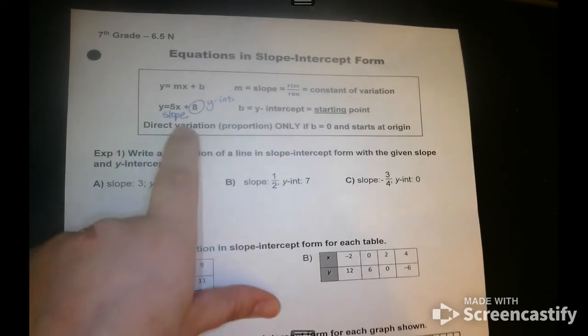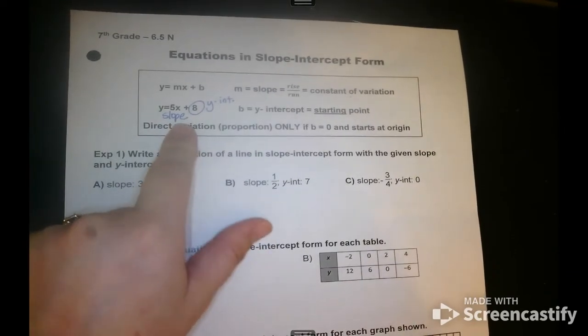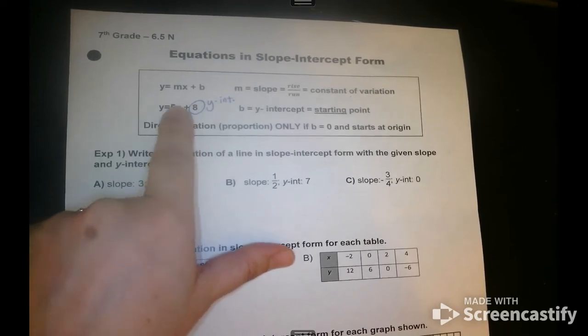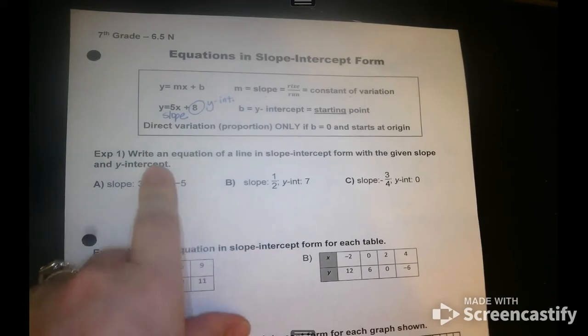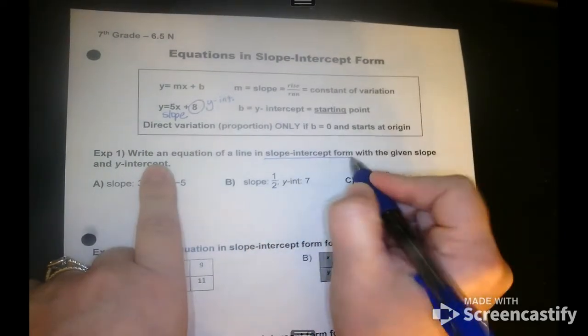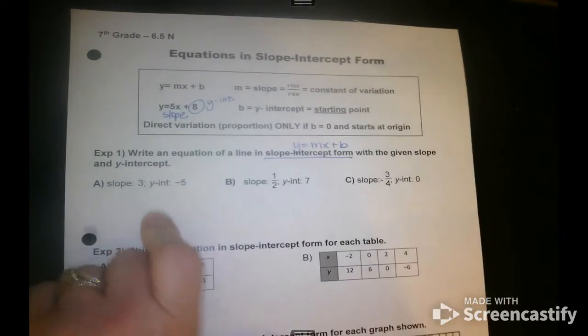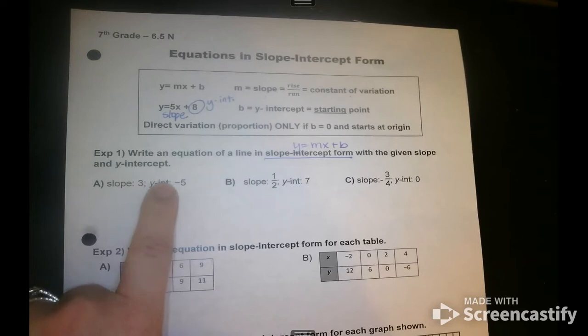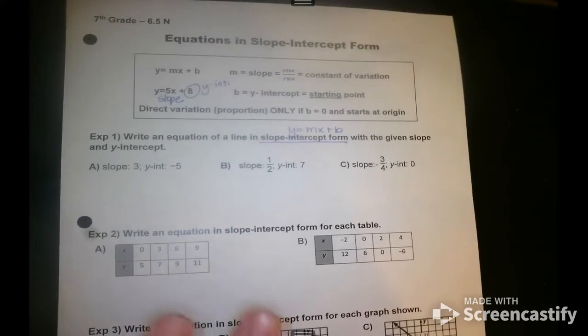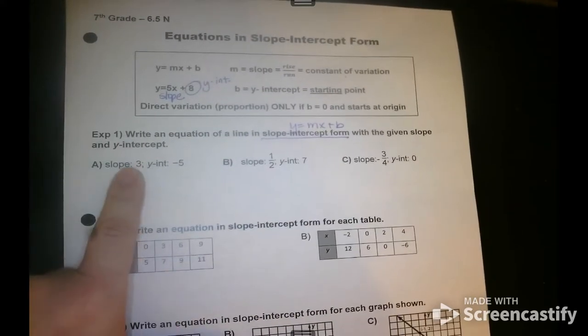All right. So instead of it giving us the equation and having us identify what is what, it wants us to be able to write that equation on our own. So right here it says write an equation of a line in slope-intercept form. Anytime you see that, that means y equals mx plus b. Now, it gives me my slope, it gives me my y-intercept. How could I write this equation?